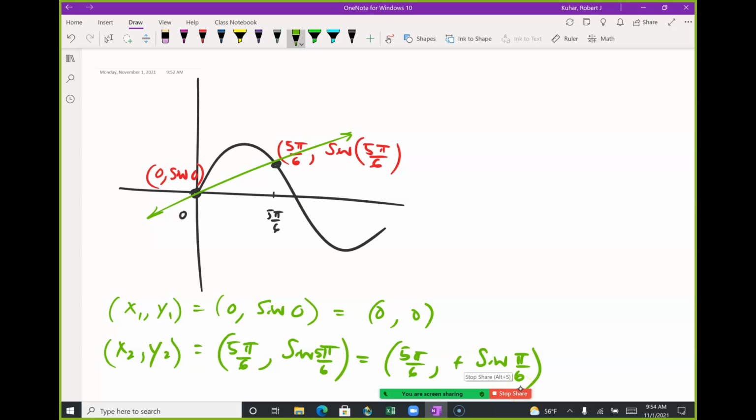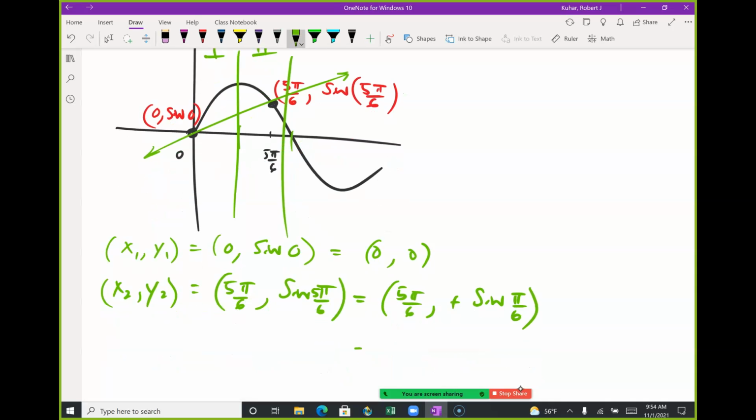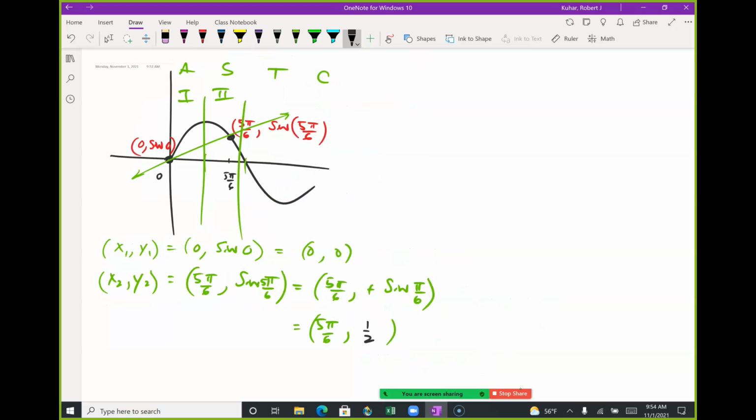Remember, quadrant 2, right? In quadrant 2, sine is positive. All students take calculus, right? All students take calculus. So sine is still positive. So I just need a reference angle. And what is sine of pi over 6? One half. Nice. Pi over 6. One half. Yep.